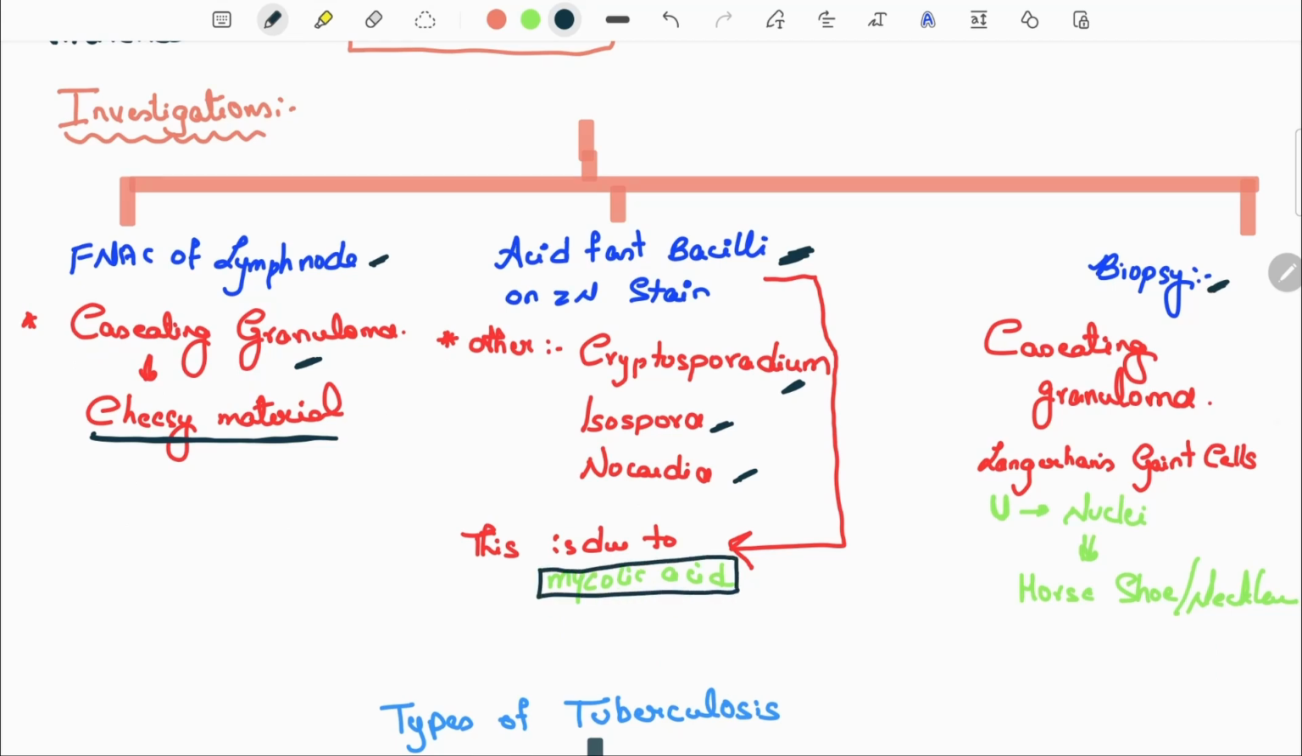You have taken a lung biopsy in which you can also see caseating granuloma and giant cells. What type of giant cells? Langerhans giant cells can be observed. You also see horseshoe or necklace-like nuclei in the biopsy. So these are the findings in the investigations that you send to the lab.